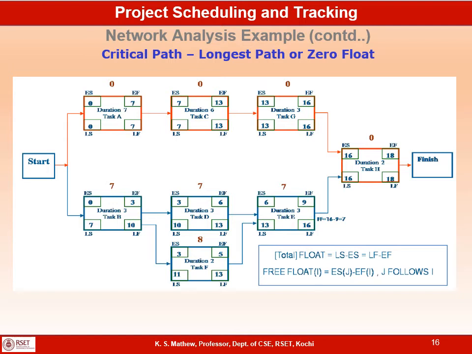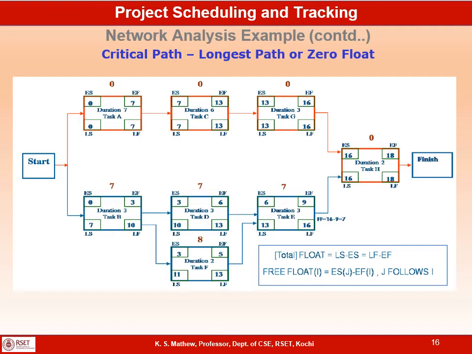So free float, we will also see what is the free float of some of the activities in this network diagram. So the total float of task B is 7. Total float of task B is 7. But let us look at what is the free float of task B.